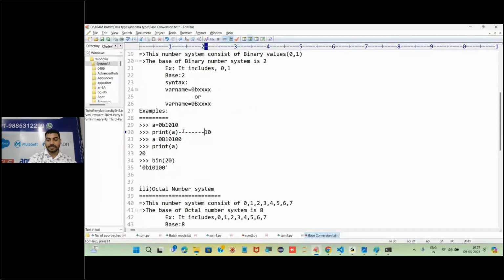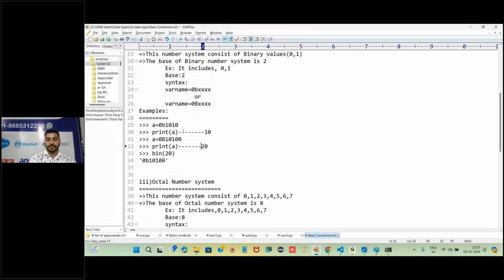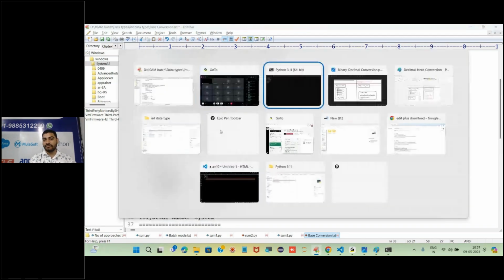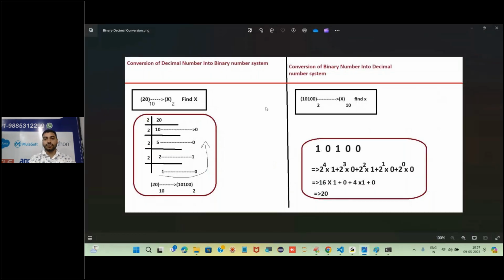We haven't started our programming yet, so don't worry. I'm just showing you the examples. Don't think that we have started our programming. This is just an example. What we have done here in pictorial representation, I'm going to show you with examples.